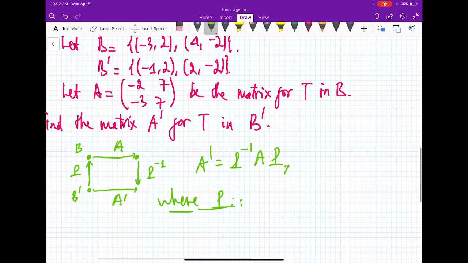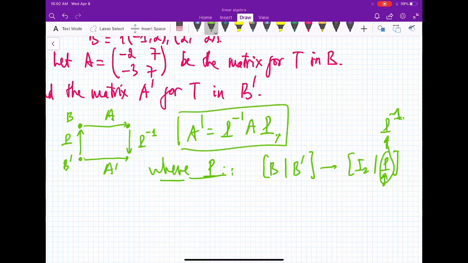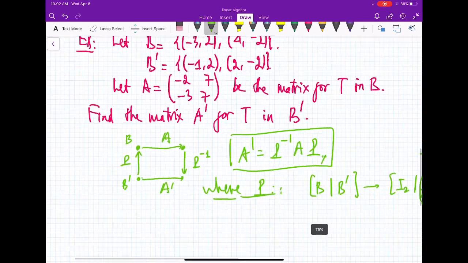So if you want to go from B prime to B, you need to write B and B prime. Then you make some identity right here, and then you have P, which in this case is the transition matrix from B prime to B, and then you apply the inverse, right? You take the inverse of this matrix P, you get P to negative 1, and then you just apply this identity. Okay, let's do that together.